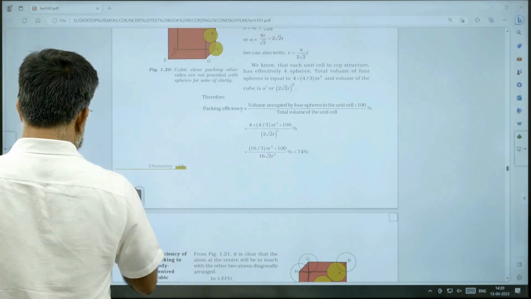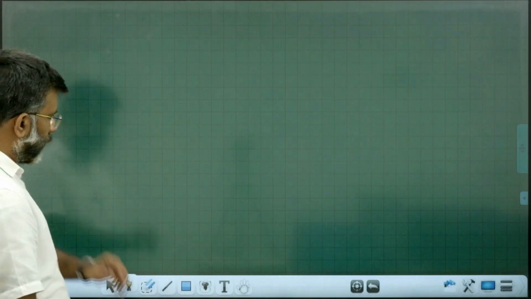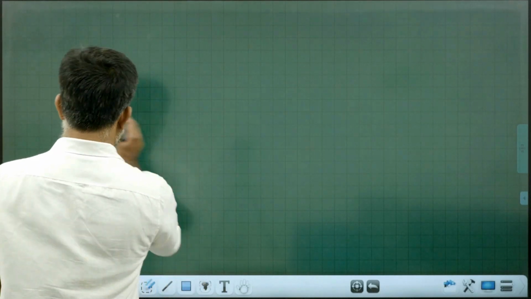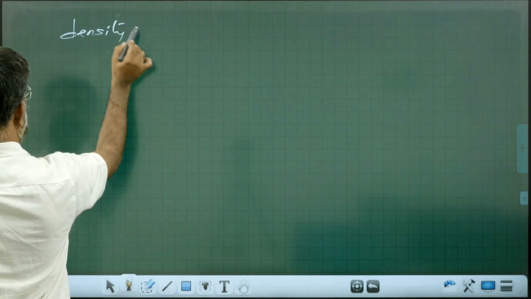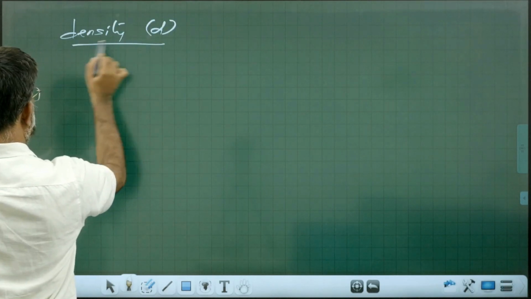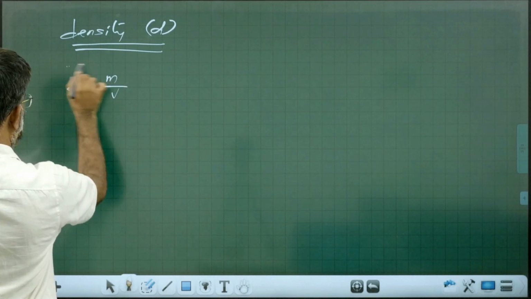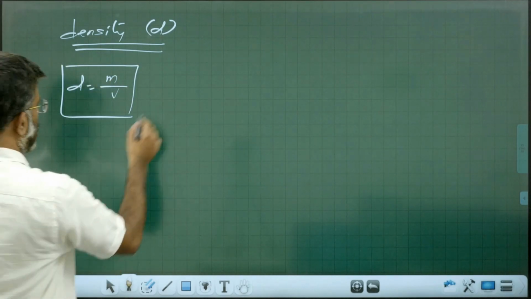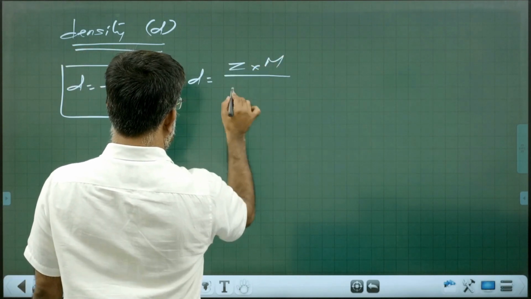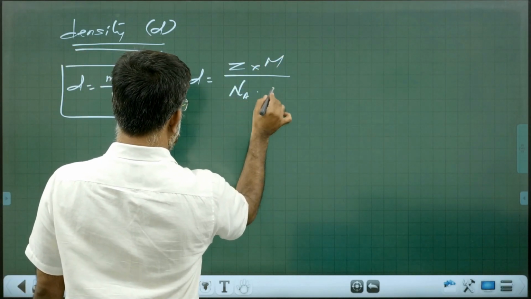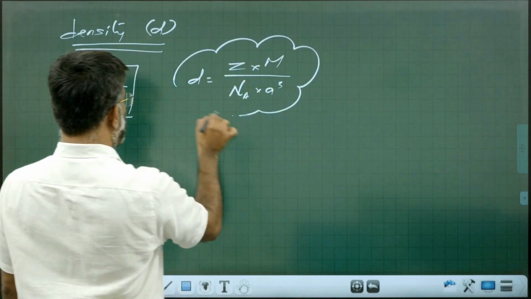And now the next topic is density of the crystal. That's an important topic. You can expect numericals from this part. Density, all of you know, it is mass by volume, and the formula for density of the crystal, D is equal to Zm by NaA cube. This is the density formula.